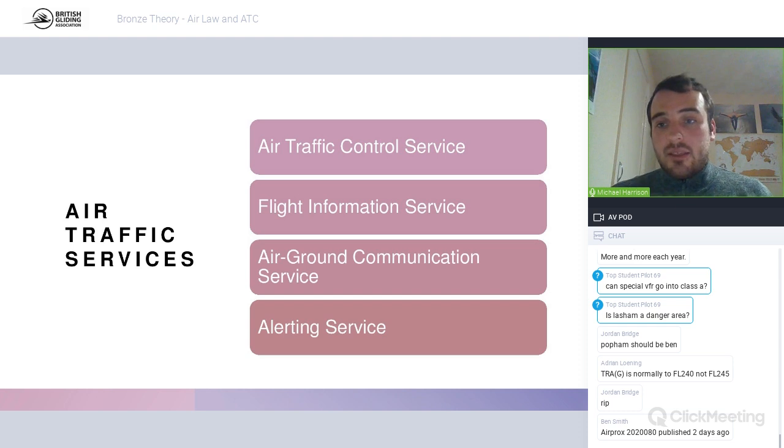And what that basically is: if you have an emergency or you have to ditch or you crash or anything like that, the controller or the FISO records your details, and they will make sure those details are passed on so that your search and rescue effort can be coordinated. Air ground communication services don't have alerting services with them, but any good air ground communication service operator will alert the emergency services if you have an emergency as well. It's just not guaranteed like it is with the other two.